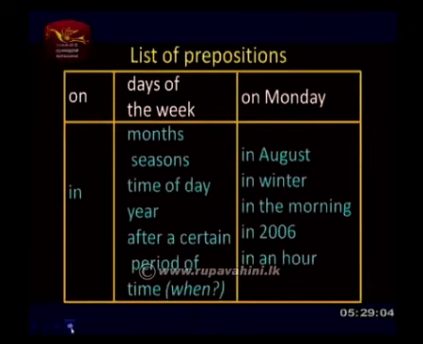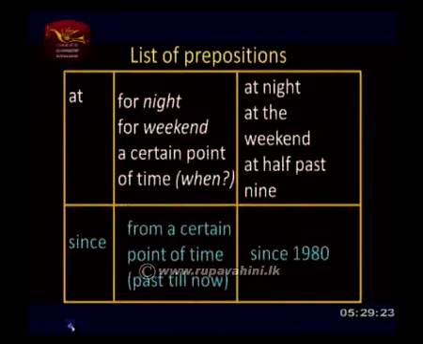Yes. So the examples are given. You can see in August to show a month, in winter season එක පෙන්වන්න, in the morning time of the day, in 2006, in half an hour. So likewise to show the period and all we are using in. Right. ඊළඟට අපි බලන්න යනවා at. Yes. So at of course we are using for night, for weekend, a certain point of time. So the examples you can see at night, at the weekend, at 9:30. මෙන්න මේ වගේ වෙලාවල් දක්වන්නත් අපිට at පාවිච්චි කරන්න පුළුවන්.